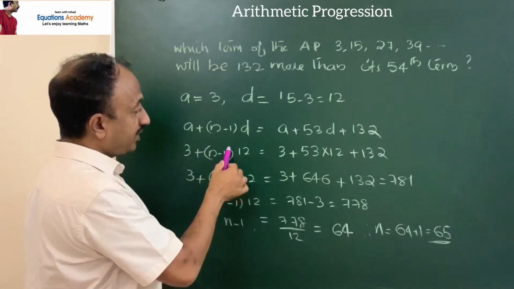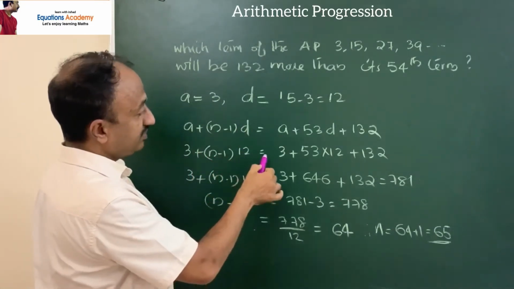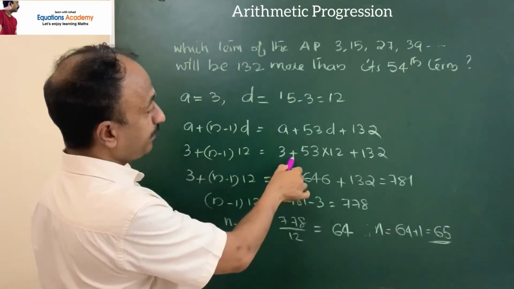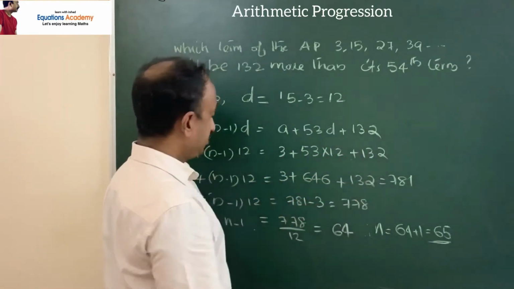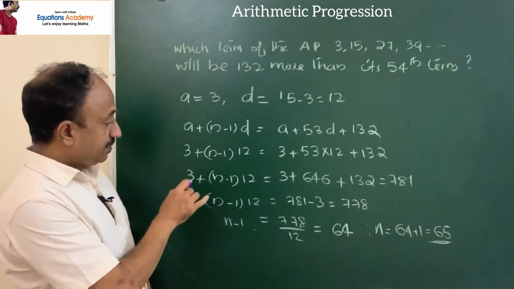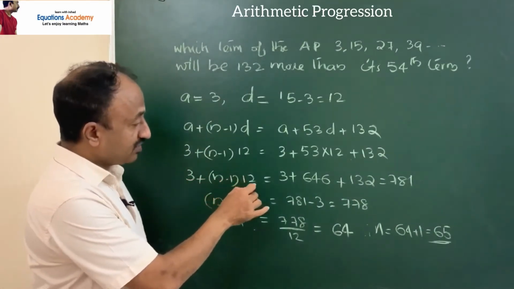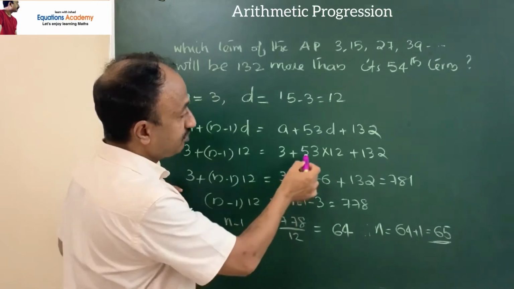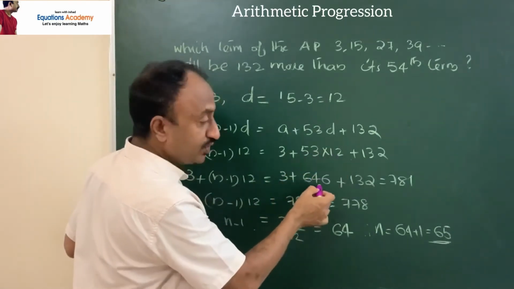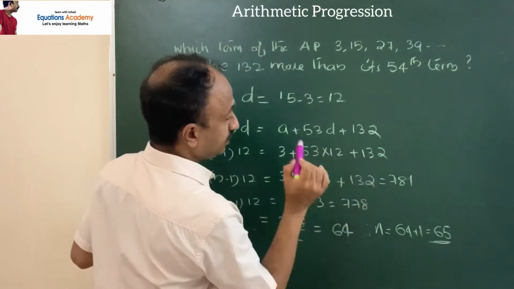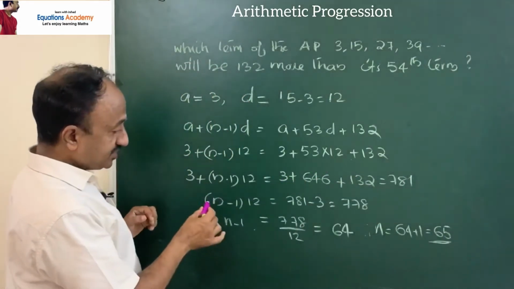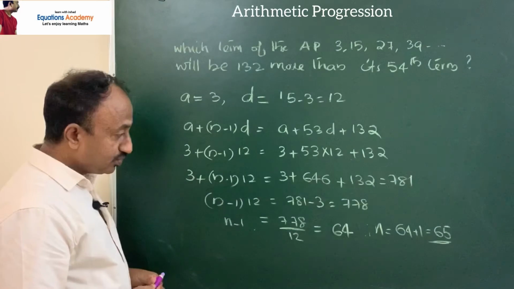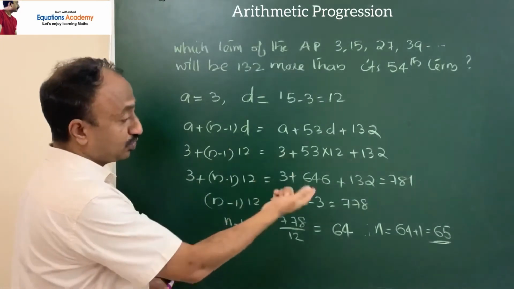3 plus n minus 1 into the common difference D, which is 12, is equal to A, which is 3 here, plus 53D, 53 times 12, plus 132. Next step, 3 plus n minus 1 into 12 is equal to 3 plus 53 into 12, which is 636, plus 132. If you add this, you will get 771. Next step, n minus 1 into 12 is equal to this, and the 3 when it goes there becomes minus 3.